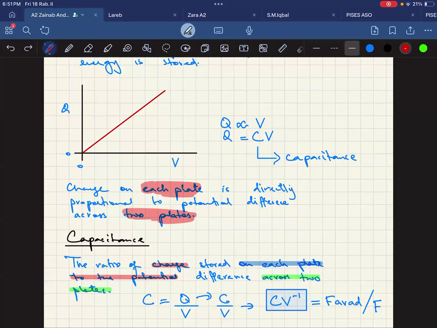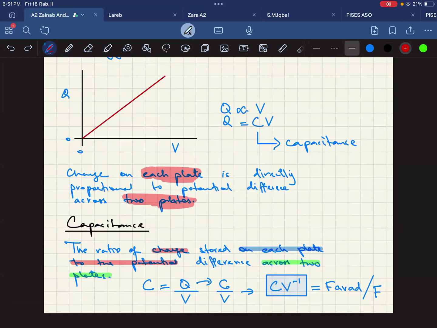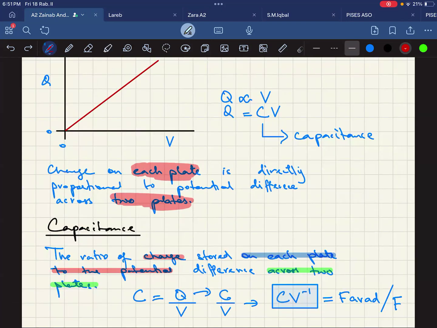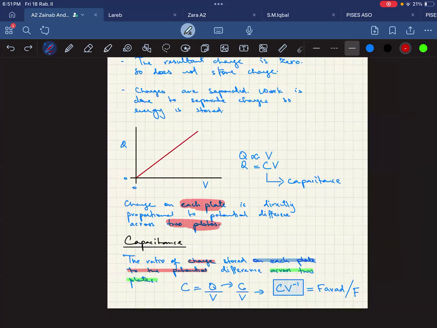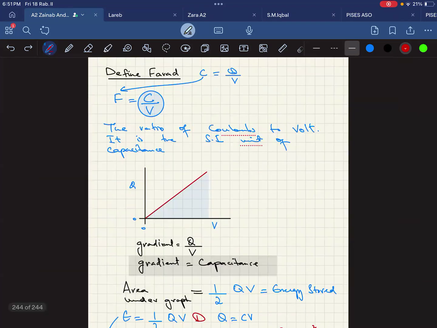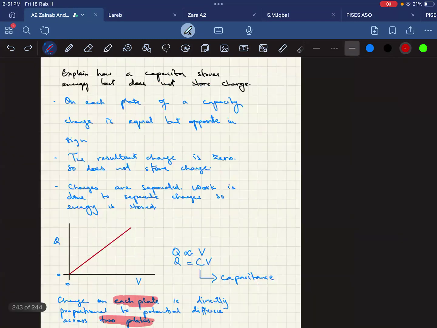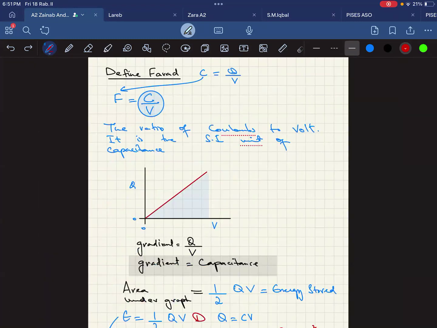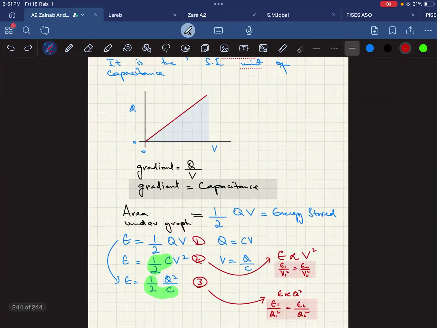The reason is the capacitor has a relationship: Q is directly proportional to V. Capacitance is the ratio of charge stored on each plate of a capacitor to the potential difference across the plates of the capacitor. So this is the common relationship, and we can define Farad. We derived three relationships of energy. I hope you get it right.